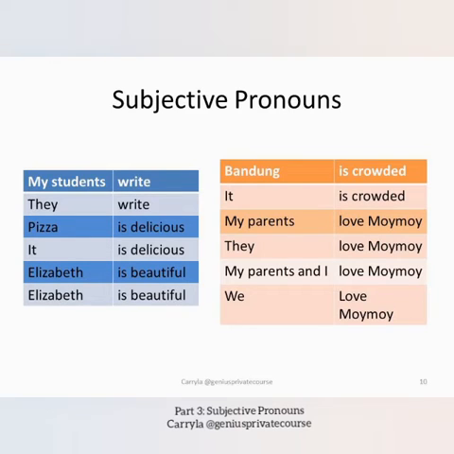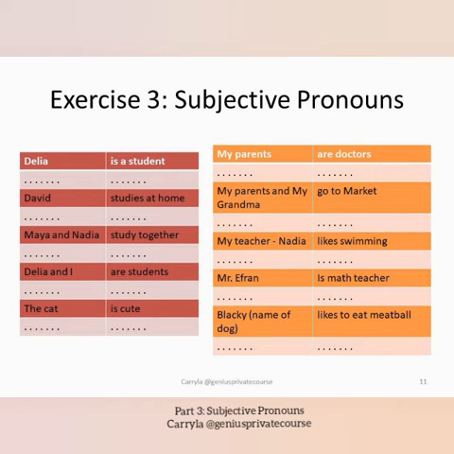My parents love moi moi. Moi moi is my pet, is my cat. So my parents, because it's more than one, father and mother, it will be changed into they love moi moi. My parents and I love moi moi. Here, when using my parents and I itu kan berarti kita termasuk ke dalam bagiannya. Maka kita menggunakan we love moi moi. Okay, after the materials, I'll give you the exercise 3 about the subjective pronouns.